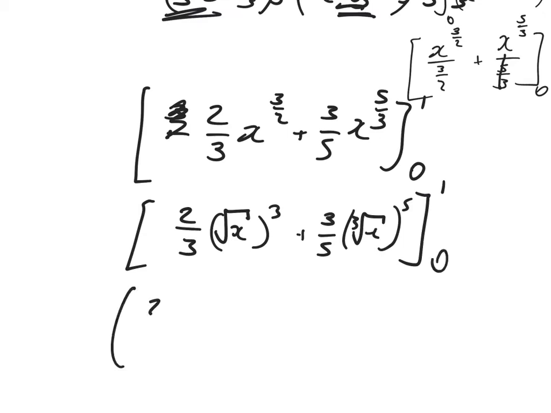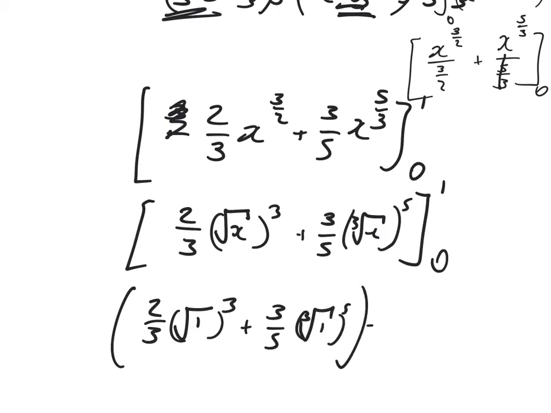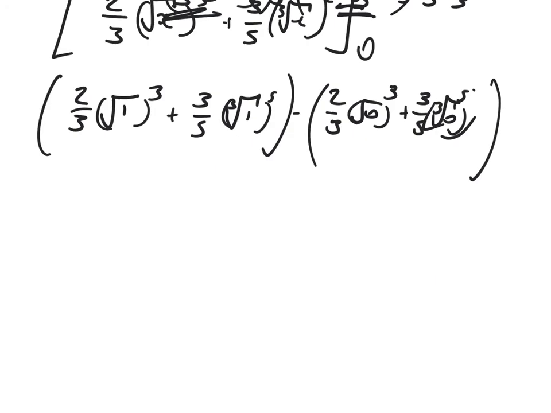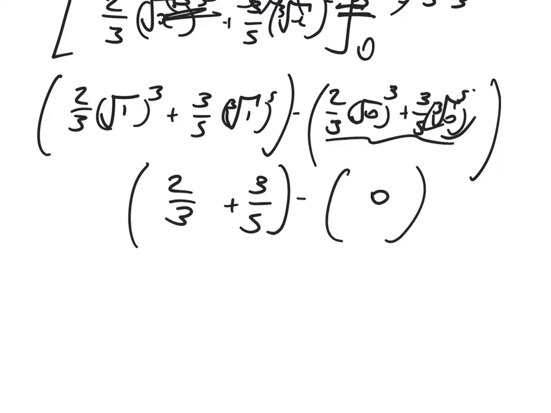Okay, I'm ready for subbing in. So 2/3 of the square root of 1 cubed plus 3/5 of the cube root of 1 brought to the power 5, minus open up, and 2/3 of the square root of 0 cubed plus 3/5 of the cube root of 0 brought to the power 5. Okay, so that's now 2/3 plus 3/5 minus, and this will all collapse down to 0. So let's get a common denominator here of 15, so top and bottom by 5, that will be 10/15 plus 9/15, which gives me a final answer of 19/15.